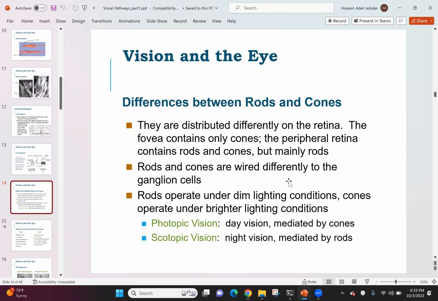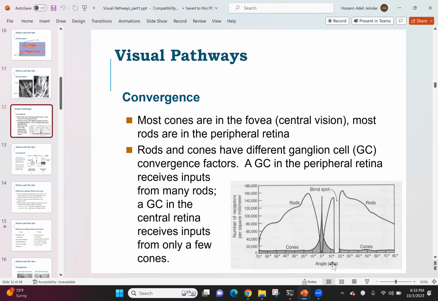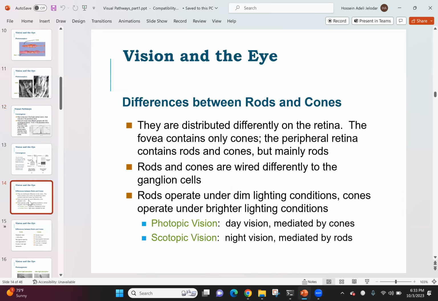As I said, rods and cones are distributed very differently. And again, you could see it here. If this is the fovea and the dark shading shows the distribution of cones, most of the cones are in the center. And the rods are in the periphery. So what that does, given that cones have almost one-to-one relationship to ganglion cells, is that you get high resolution in the fovea. All right, they're wired differently.